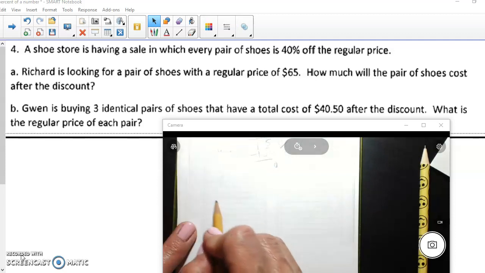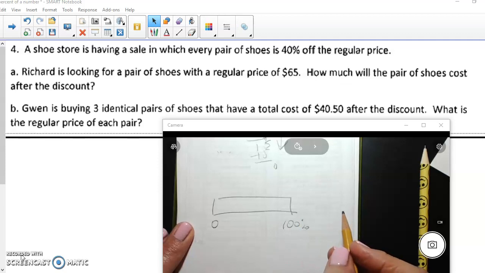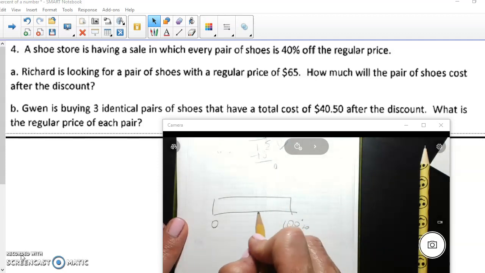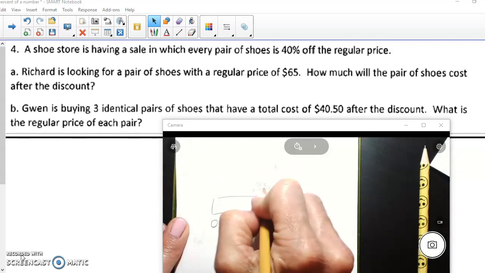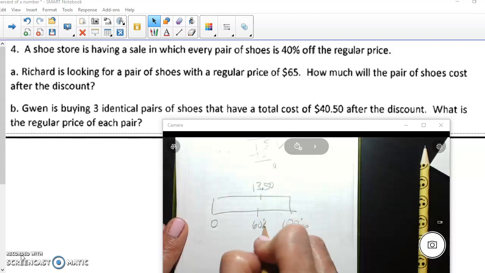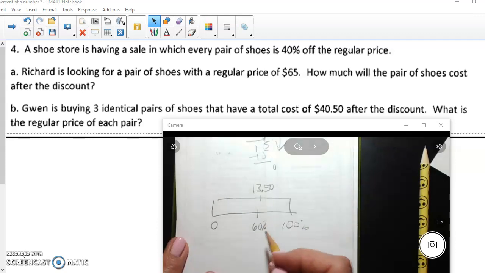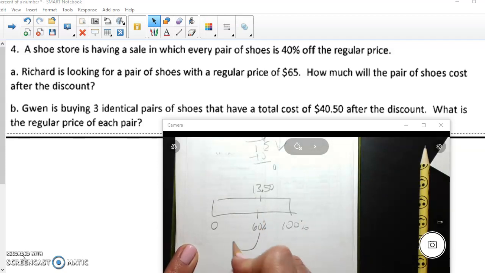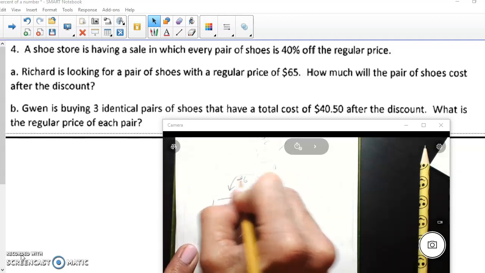So here I'm going to draw this percent box again, and 0 to 100%. And we know that there was the 40% off discount. So she paid $13.50 for that 60%, or 40% off sale. What a deal, right? Okay, so we're going to try to find out what the regular price was. So let's divide everything by 6 so I can get to 10%. Divided by 6, divided by 6.